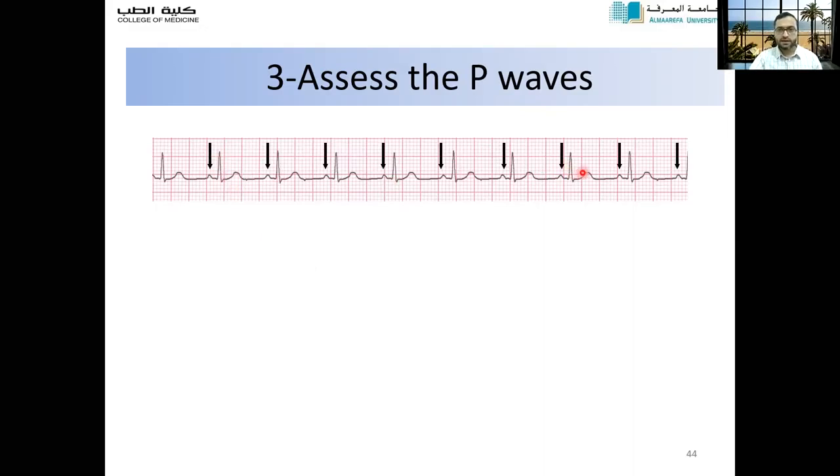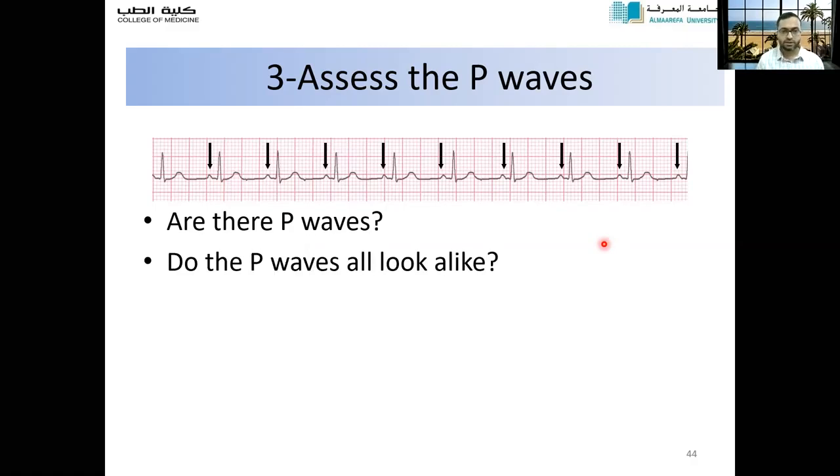When assessing the P wave, there are some questions you need to give attention to, or search for answers to. What are these? Are there P waves? You have to look at the ECG or the rhythm strip. Are there P waves? Yes. We have P waves over here. And the second question is, do all the P waves look alike? All the P waves are normal in shape and similar in shape. They look alike.